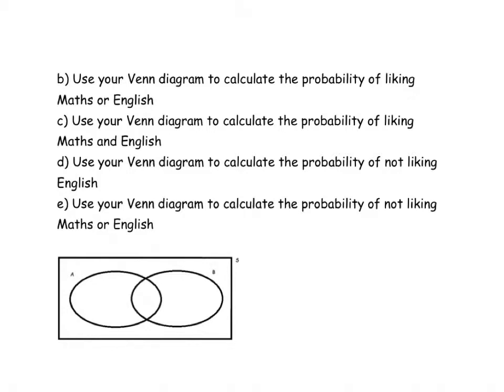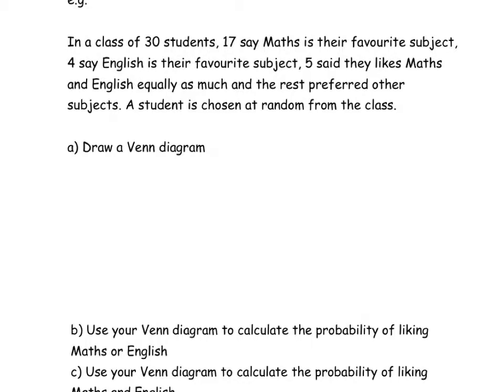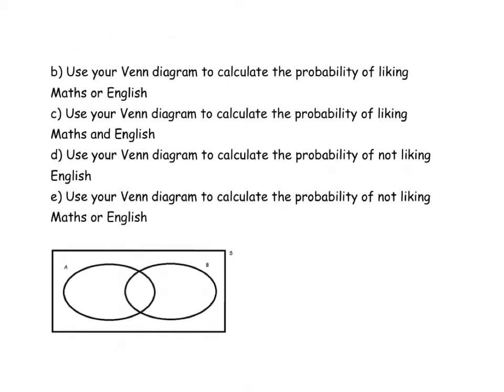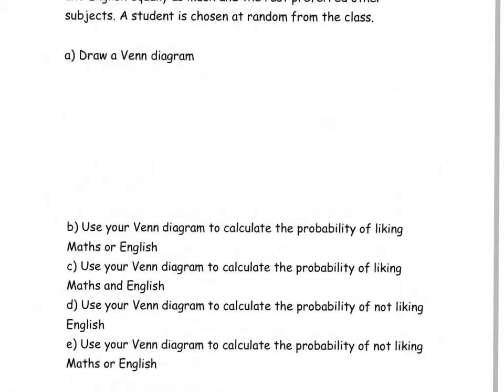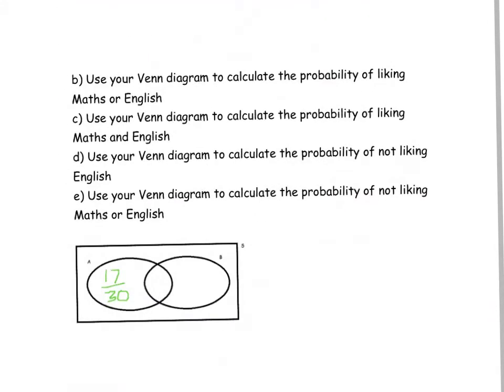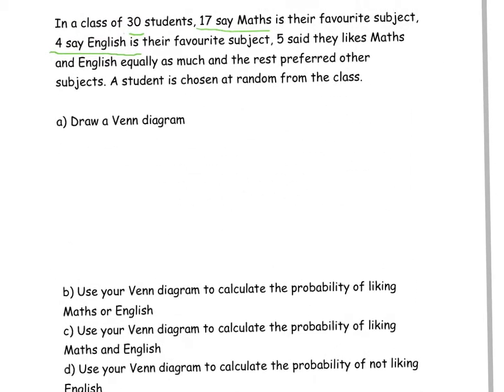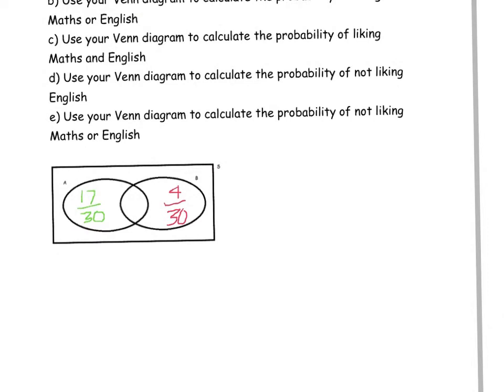So what we want to do is, in our Venn diagram, we want to write in the probabilities that we know from the question. So if we go back to the question, the key things we're told are there are 30 students, and we're told 17 like maths. So that as a probability is 17 out of 30. Secondly, we're told that the favourite subject English is 4 students, so we're going to put 4 out of 30 for English. And equally as much is 5 students, so we're going to put 5 out of 30 in the middle.